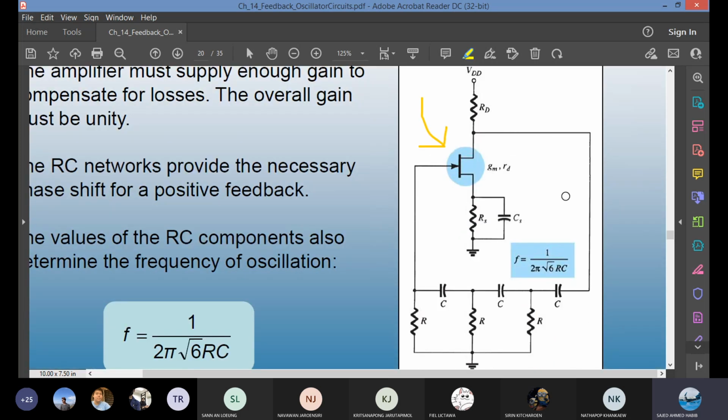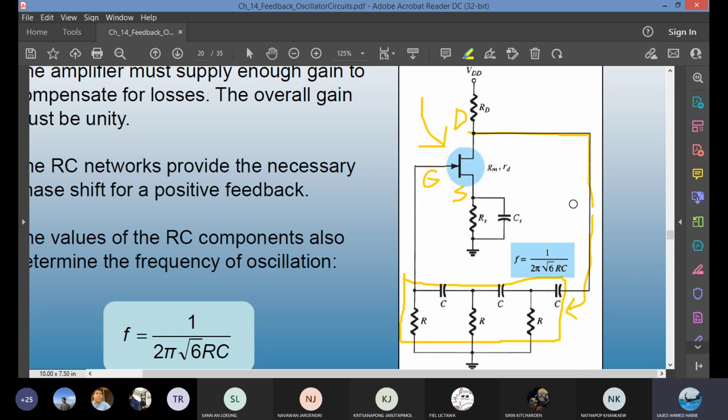And then where do you take the output? This is called gate. This is called source. And this one is called drain. VDS, the voltage from drain to source, is your output voltage. Current ID equals IS is your output current. So this is where the output is taken. Now see what is happening. It is entered into a feedback network. So I will just draw something around this part. This is your three-stage feedback network.